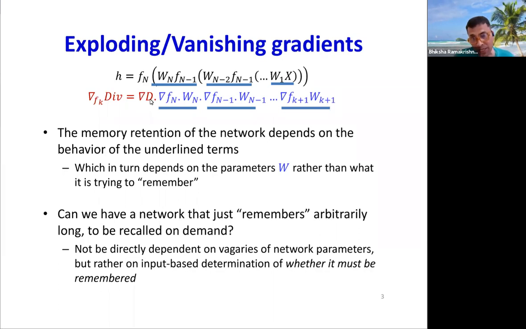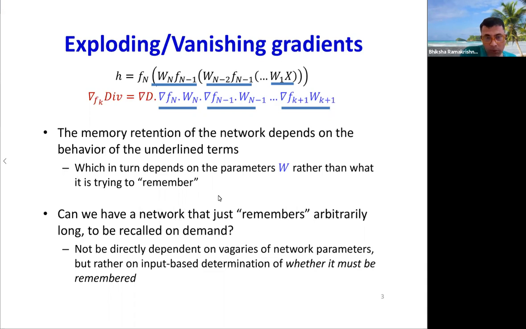One where how long something is remembered is not a function of network parameters, but rather based on some input-based determination of whether this information must be remembered. For example, if we are analyzing a C program, when we encounter an open brace, we would like the model to remember that this brace has been opened and retain the memory until the brace is closed. And once it has discovered that the brace is closed, then it must forget about it. This should not depend on the network parameters. It must depend only on the fact that this is an open brace and that this must be closed.